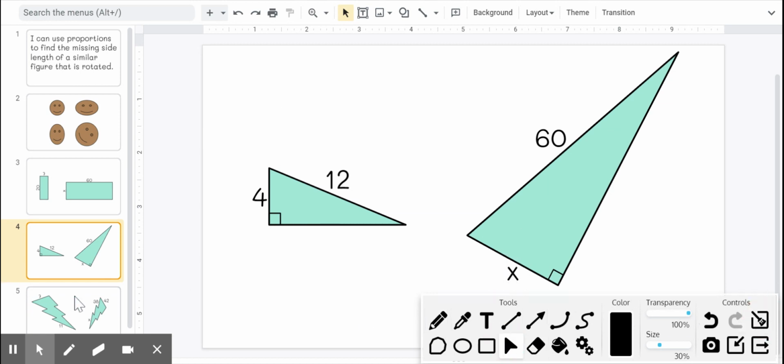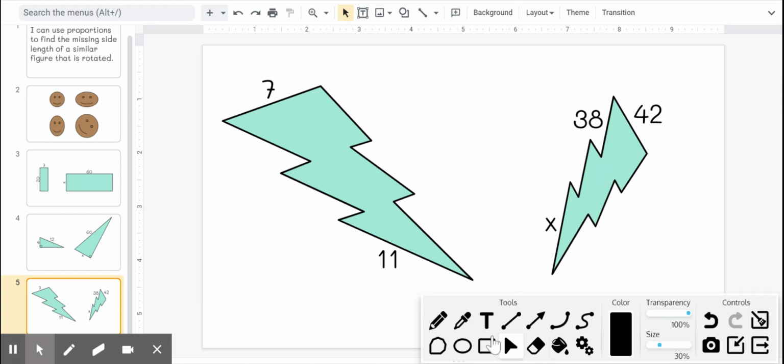This one has an extra number trying to trick us. All right, so let's write a ratio of this first shape, 7/11. All right, and then a proportion is two equivalent ratios. Now this one has 3 numbers. We don't need them all.